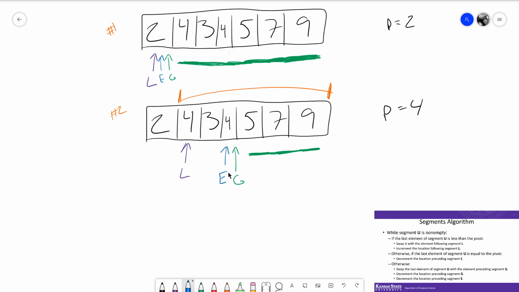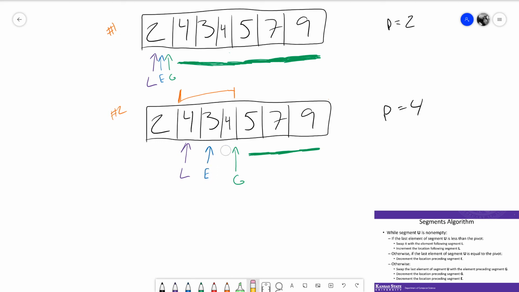Now, this is a new case that we haven't done yet, where the last element of segment U, and U is now here, is equal to the pivot. And so all we're going to do is decrement the location preceding segment E. And so E has nothing left in it. And so all we're going to do here is move E to this location.